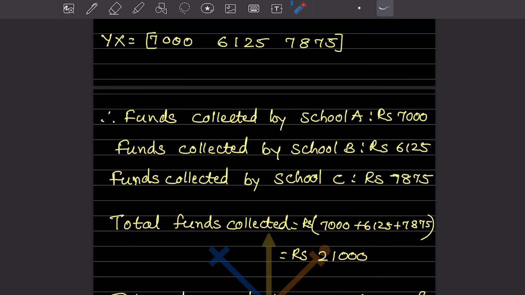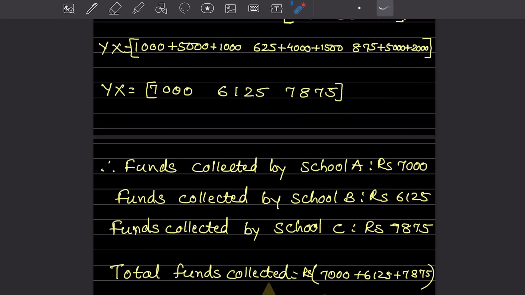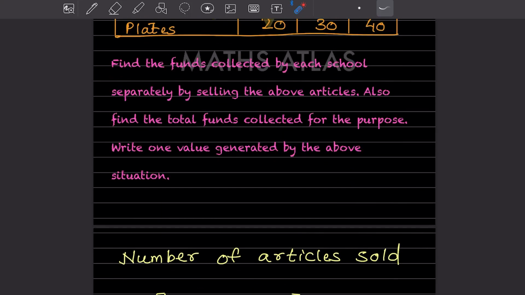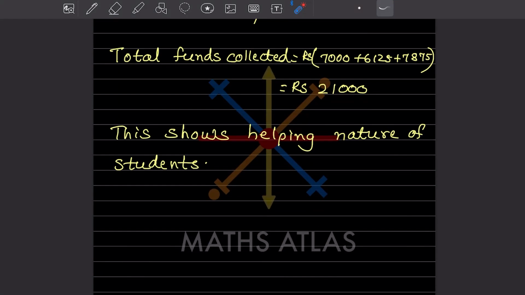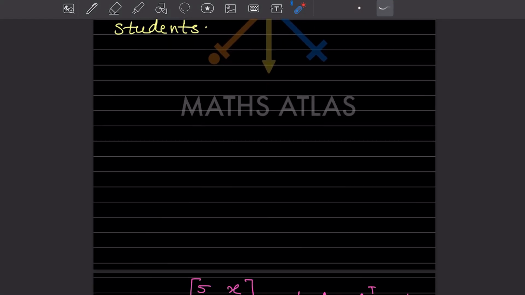So what we can write here: therefore funds collected by school A is 7,000. Funds collected by school B is 6125, that is here. Funds collected by school C is 7875 rupees. So total funds collected will be, you're going to add all these, so that is 21,000. And then what are you going to write here? They said write one value generated by the above situation. So what is the value here? We can say this shows the helping nature of students.